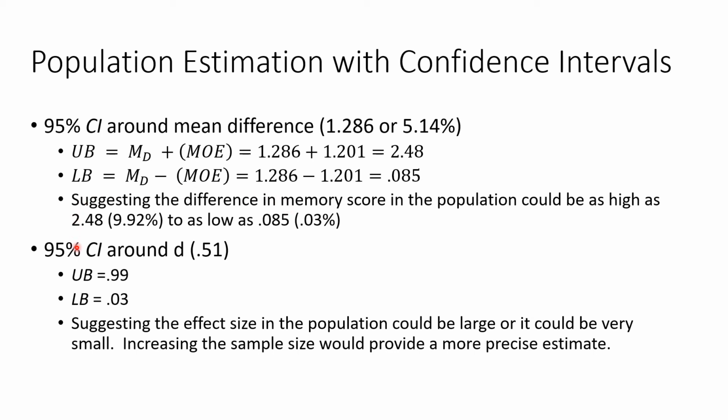You can also get a 95% confidence interval around D. This is done by computer. We don't really do this by hand. In this case, the upper bound suggests that the effect might be large. Again, 0.8 is considered large, so this is nearly 1, so this is very large. And 0.2 is considered small, so this is quite a bit smaller than 0.2. So again, we're getting a similar indication as we did up here with the mean difference. The effect in the population could be very large or it could be very small, suggesting that if we want a more precise estimate, we probably want to do a study with a bigger sample size.